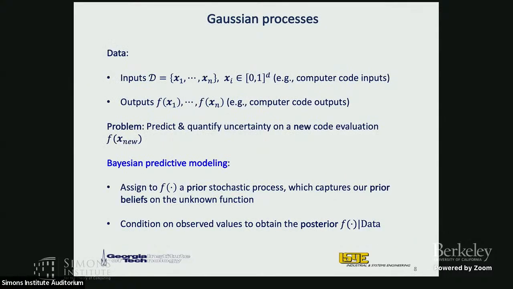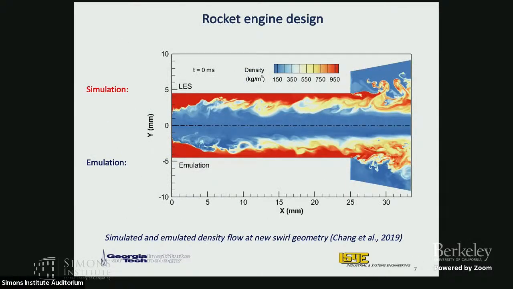This one should have the animation. Okay, fine. The upper one is the expensive numerical simulation. The lower one is the one we build in the statistical approach, much, much faster. You can see they are pretty close.